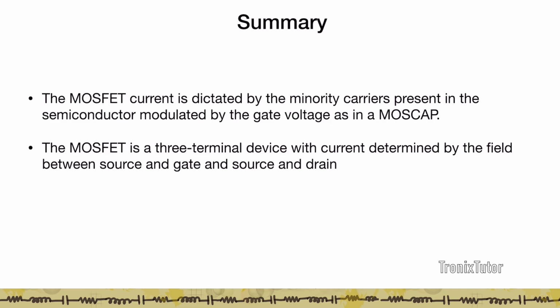So current is going to be a function of not only the gate to source voltage, but it's also a function of the drain and source voltage. So this is the qualitative understanding of the MOSFET. In the next video, we'll develop a quantitative model for the MOSFET.